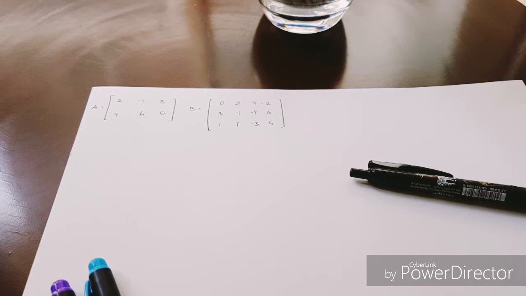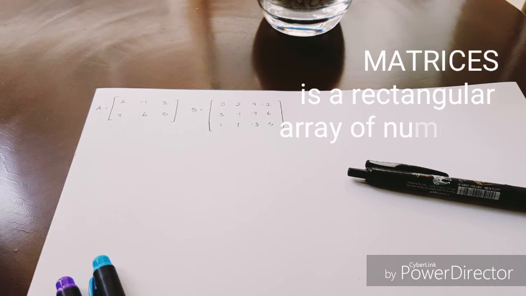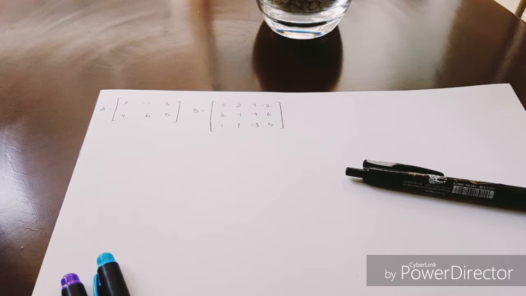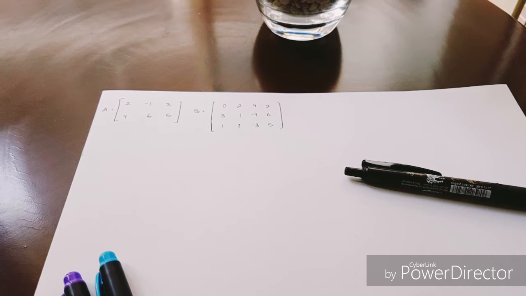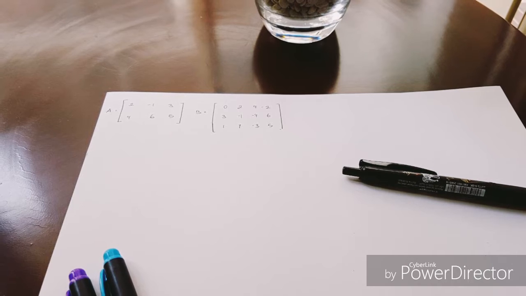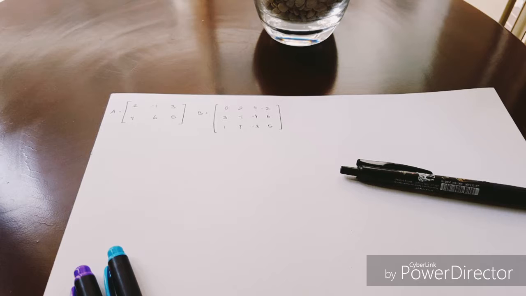Hello, and today I would like to tell you how to multiply matrices. But first, a matrix is a rectangular array of numbers. When multiplying matrices, it is important to know that the first matrix times the second matrix is not equal to the second matrix times the first matrix.